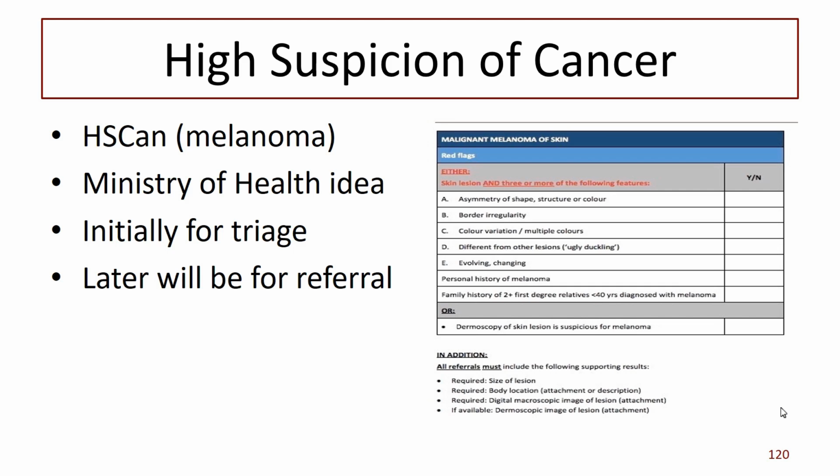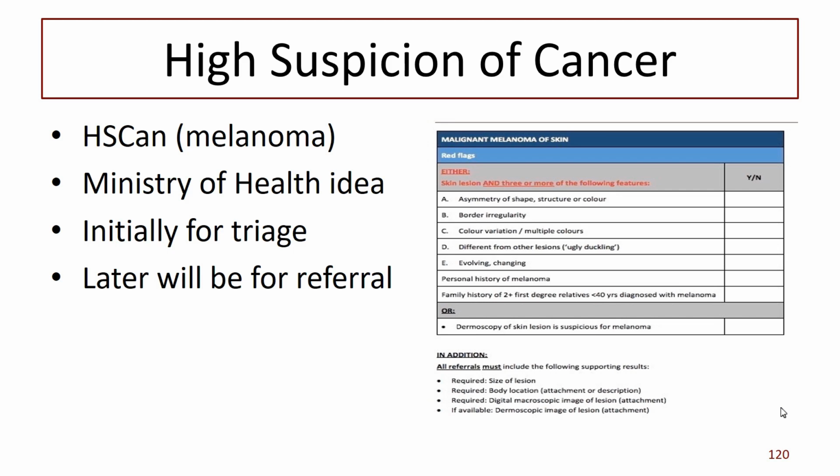So this is for you to refer. It's a guideline for referral. You can have A, B, C, D, E, personal history of melanoma, family history of two first-degree relatives under 40 diagnosed with melanoma, and each of those gets a point. If you've got 3, then you can go for high suspicion of cancer referral. That's the 14-day rule that they can't comply with. Or you can just say it's suspicious for melanoma on dermoscopy, and you can forget all those ones.